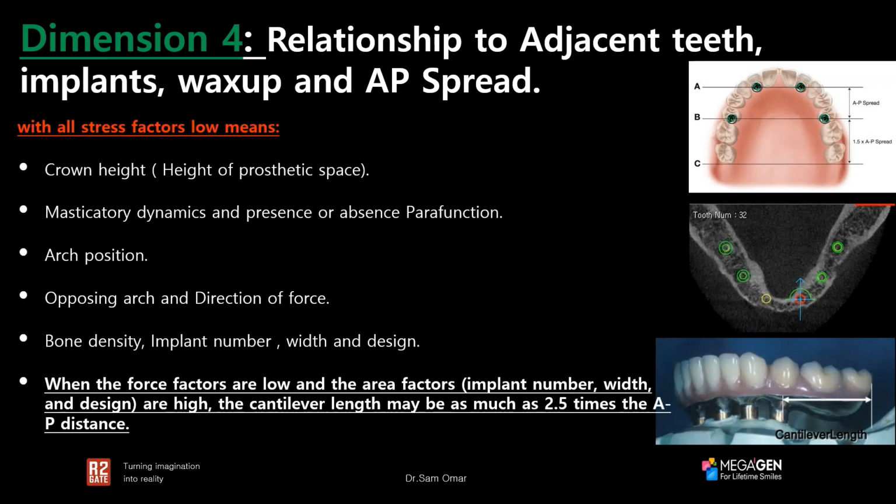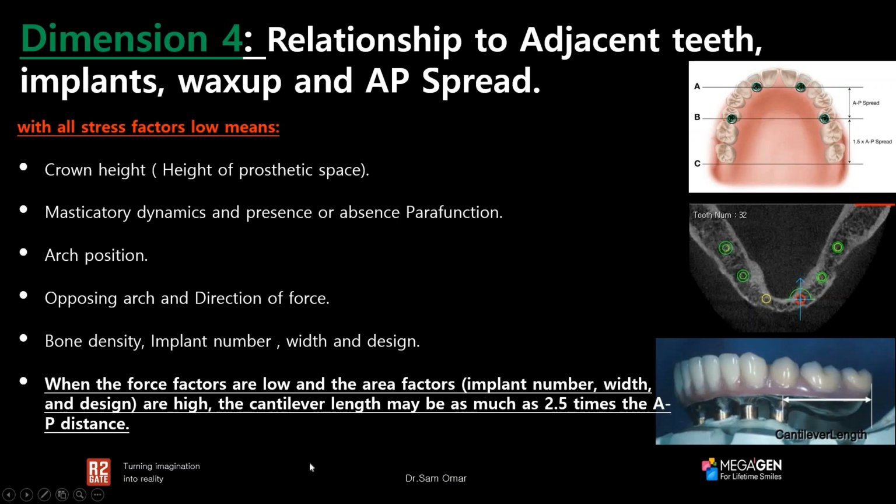What does all stress factors low mean? It means crown height is adequate, so we have enough height of prosthetic space, the masticatory dynamics and the presence or absence of parafunction, arch position, opposing arch and direction of force, bone density, implant number, width and design. So when all the factors are low and we have an adequate number of implants, an adequate width of implants, enough prosthetic space, low parafunction, and high bone density, then and only then can we cantilever up to 2.5 times the AP spread.